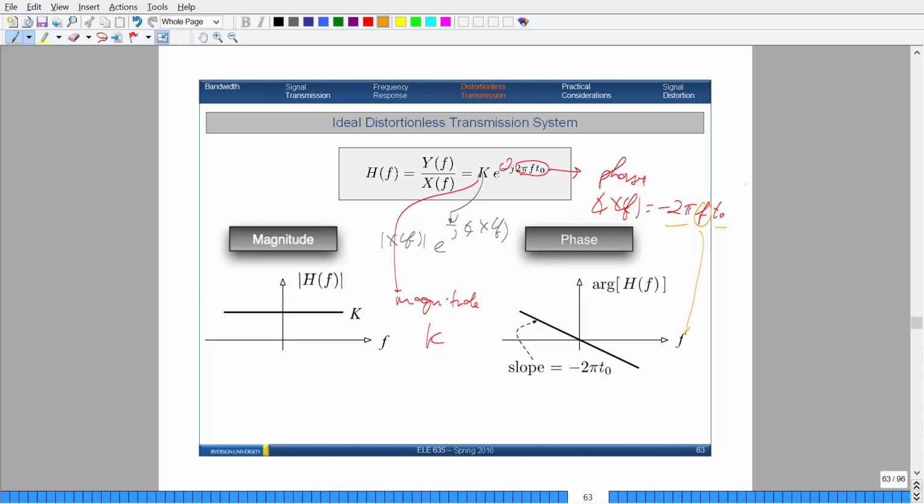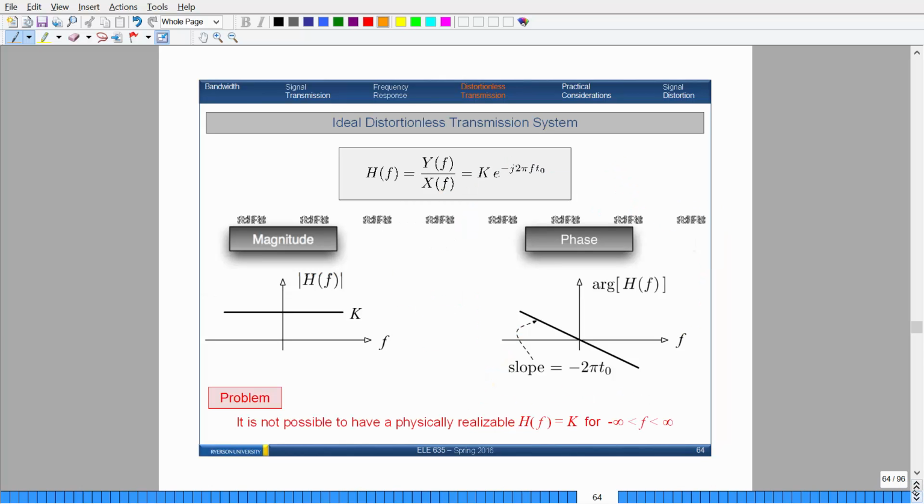So if you want to have a distortionless system, in the ideal case, you want to make sure that the magnitude is just flat, so you're multiplying each frequency component by some factor k, and then the slope, or the phase, is linear. Okay, so the phase is linear. That would be the two criteria for a distortionless transmission system. All right? Any questions so far? Just let me know.